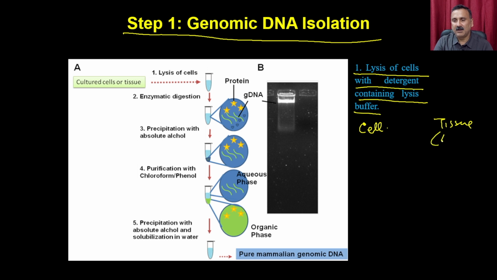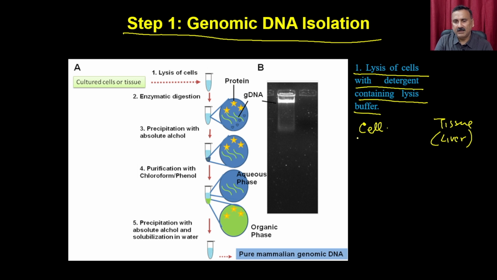For example, let us take an example of the liver. If you have a liver from where you want to extract the genomic DNA, and you want to ask the question how many copies of that particular gene are present in the liver genome, right. We can take an example of the cell also, for example, hepatocyte. Whether you use the tissue or the cell, if you are working with the tissue, then it has to be fragmented to reach the cellular level.